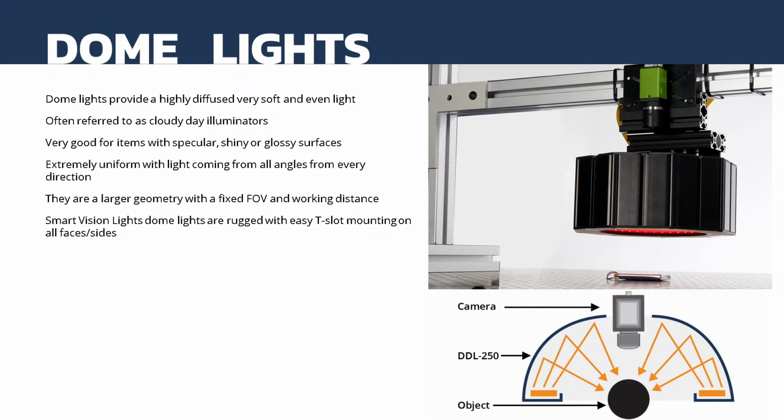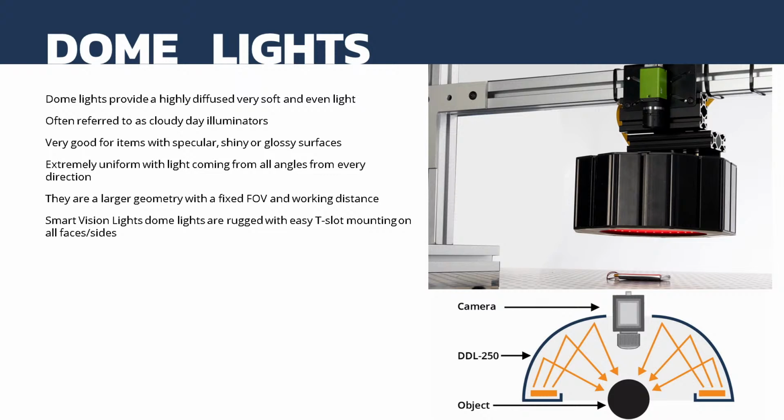Now the dome light will make the surface appear flatter and reduce surface detail and height detail. So again, think if those things are helping you or whether you just need a nice flat image, and make your choices according to that. They are a larger geometry with a fixed field of view and working distance. So again, ease of use, a dome light is pretty good because you can't use them far away. The light is diffused, it's coming out that fixed aperture, and it doesn't project very far.